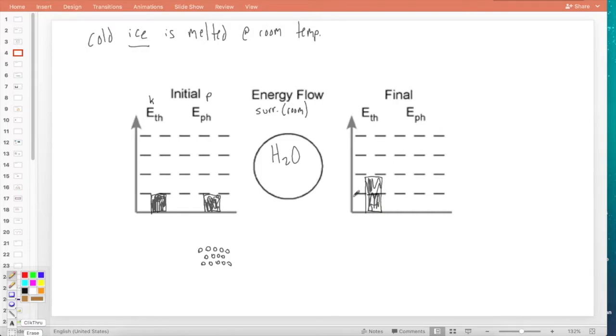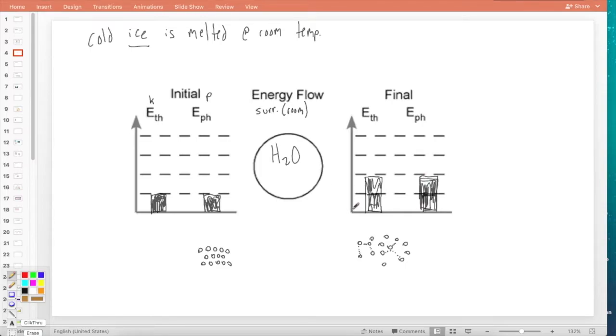How much phase energy is the system going to have? Well, the particles in my liquid are more spread out. The intermolecular forces holding them together are weaker and more ineffective. So that would represent moderate amounts of phase energy. The potential energy there is a little bit higher.